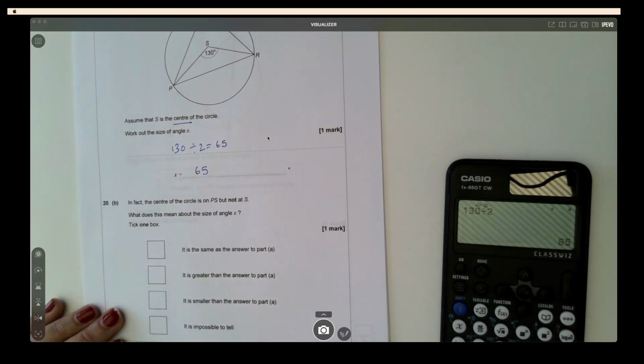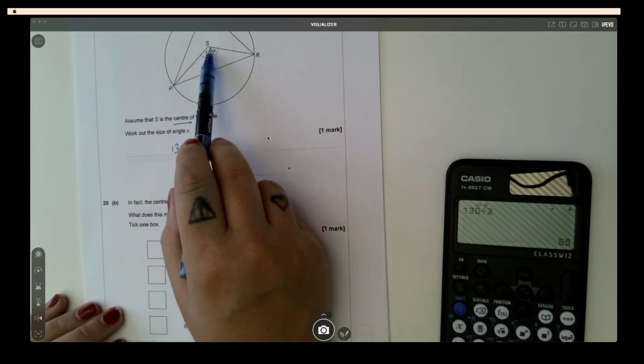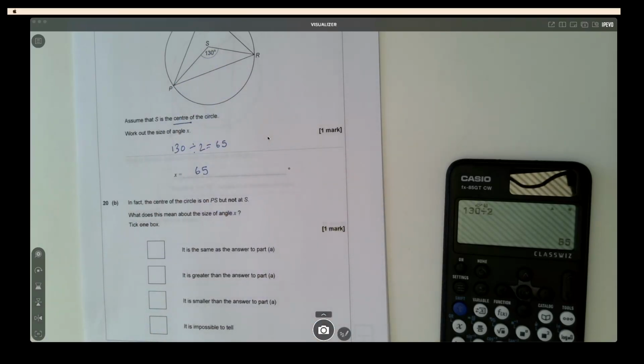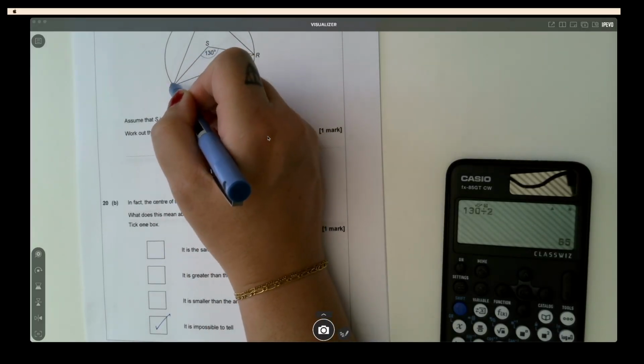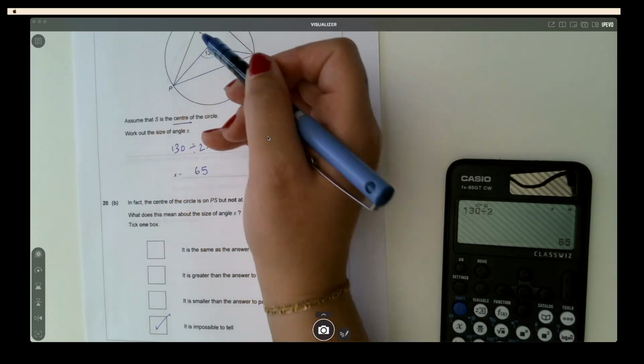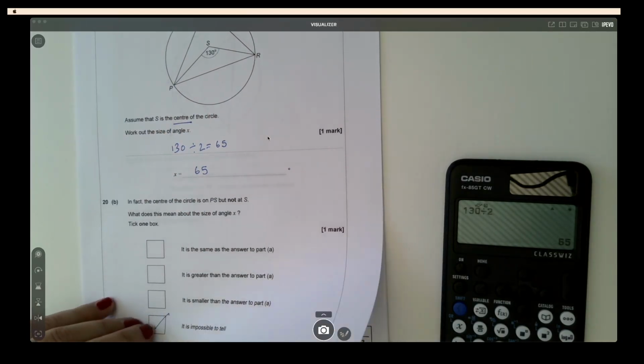20b. In fact, the centre of the circle is on PS. So somewhere here, but not at S. What does this mean about the size of angle X? Is it the same? Is it greater than, smaller than, or is it impossible to tell? Well, it's impossible to tell because we don't know where it's going to be on this line PS. It could be anywhere, couldn't it? So it's impossible to tell at this stage.